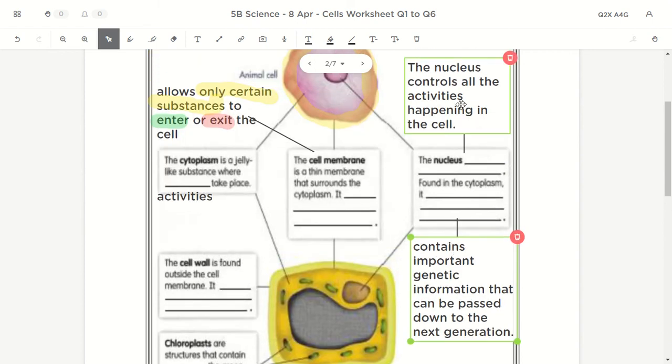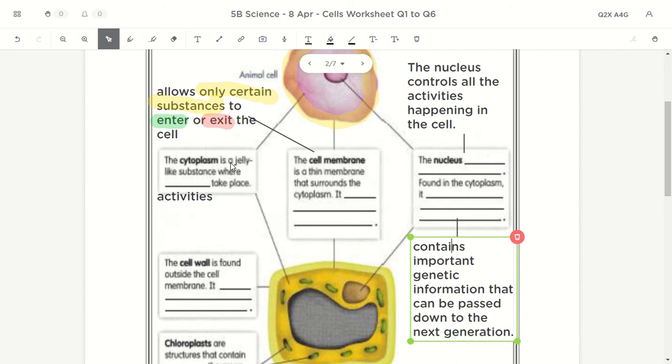Okay, so the nucleus controls all the activities, and besides that, it also contains important genetic information. For example, whether your hair is black, whether your skin is dark or fair, or your eyes are blue or brown. These are genetic information we're talking about. So the nucleus contains all the important genetic information that can be passed down from one generation to the next when it reproduces. Okay, so that is what the nucleus is for.